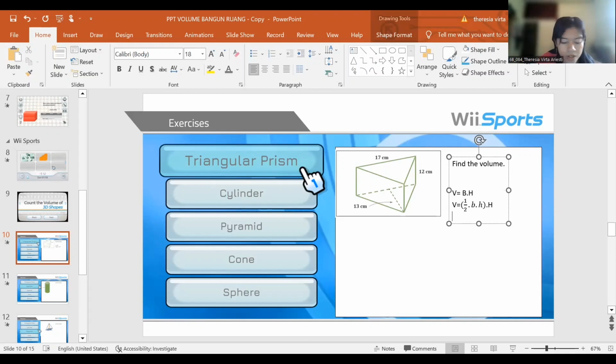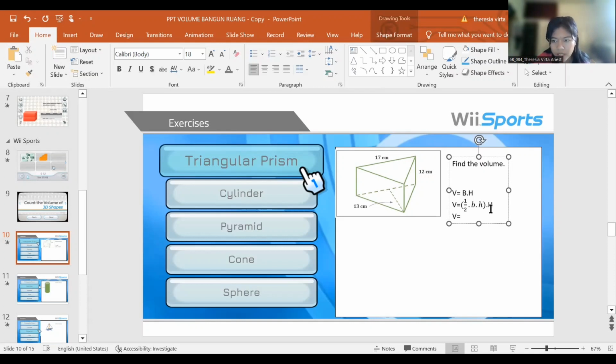And then now we're going to count and find the volume of this exercise. So before that, we're going to search the measures of this object. There are 17 centimeters, 12 centimeters, and 30 centimeters. Now we're going to substitute these three measures into the formula.